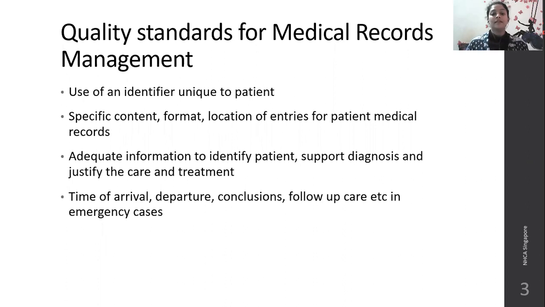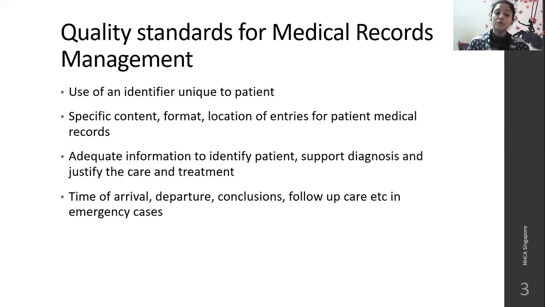Next is quality standards for medical records. So you have to use a unique identifier for each patient. No two patients will have the same identifier. The identifier can be numerical, alphabetical or an alphanumerical pattern. It depends upon the organization what they choose.